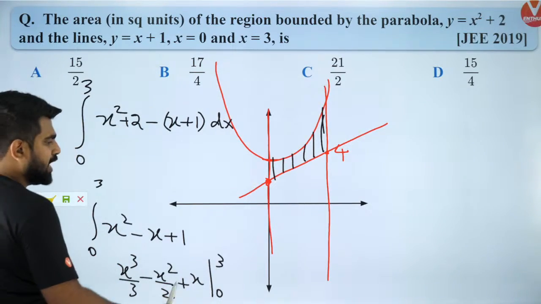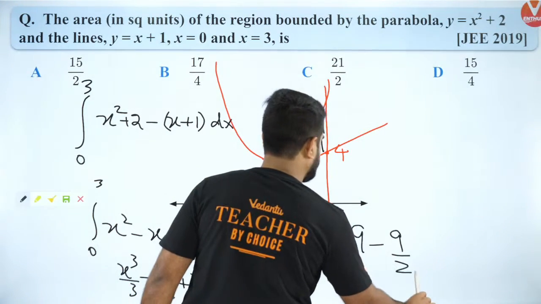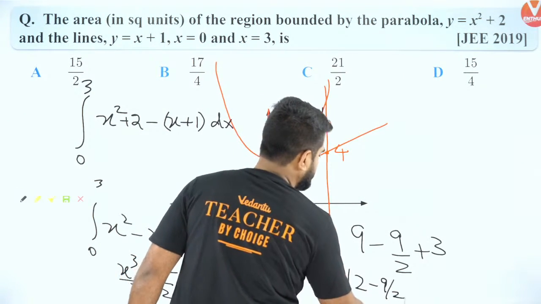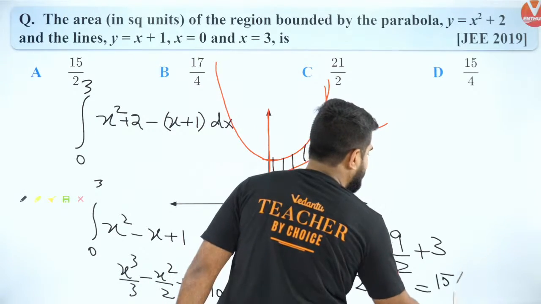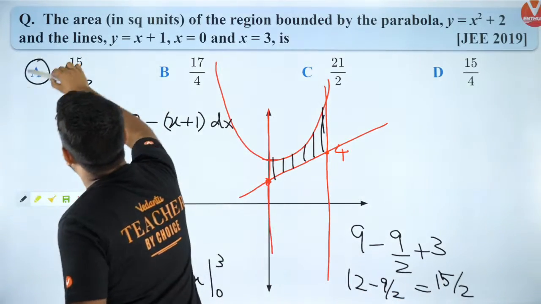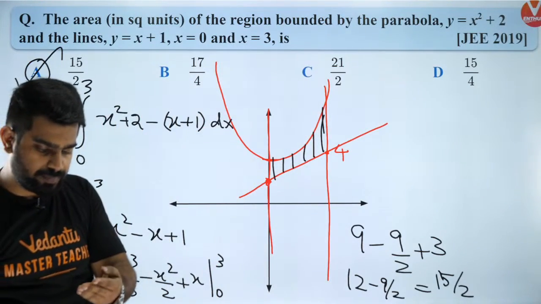So if I put 3 here, what will I get? I will get 9 minus 9 by 2 plus 3. So it will be 12 minus 9 by 2, which will be 15 by 2. And Anu, you are absolutely right, Anu. Very good job. You answered very fast. That's absolutely correct. Good job.